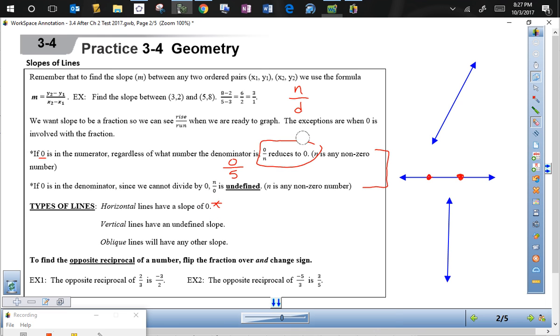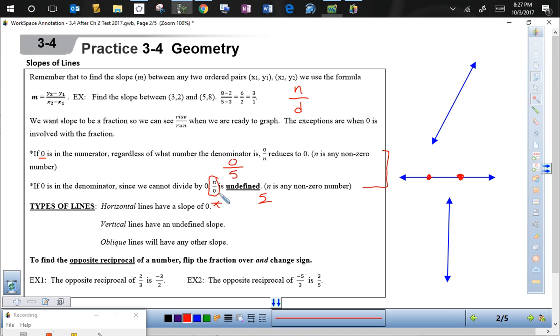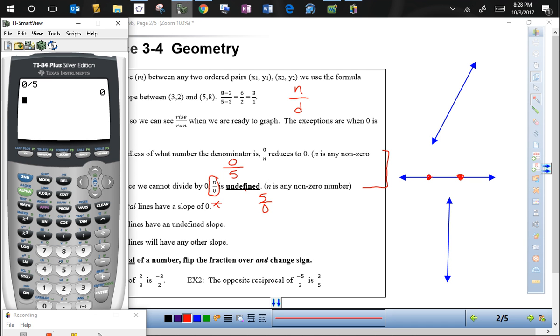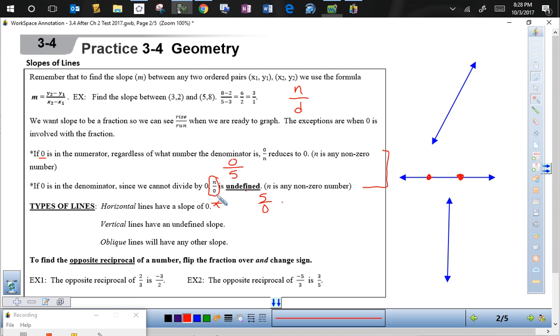Okay, let's talk about when 0 is on the bottom. We've got some number on top, 0 on the bottom. I'm going to use that 5 again. It says that we define the slope as undefined. Well, that's because we can't divide by 0. If you try 5 divided by 0 on your calculator, you should have some problems. It'll say error or maybe domain error, because we cannot do that. That's a no-go. See how it spells out no? If 0 is on the bottom, we have an undefined slope.